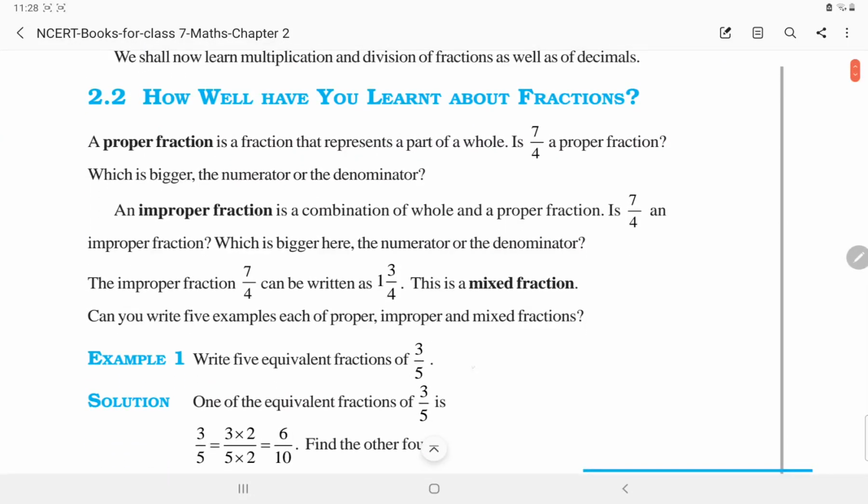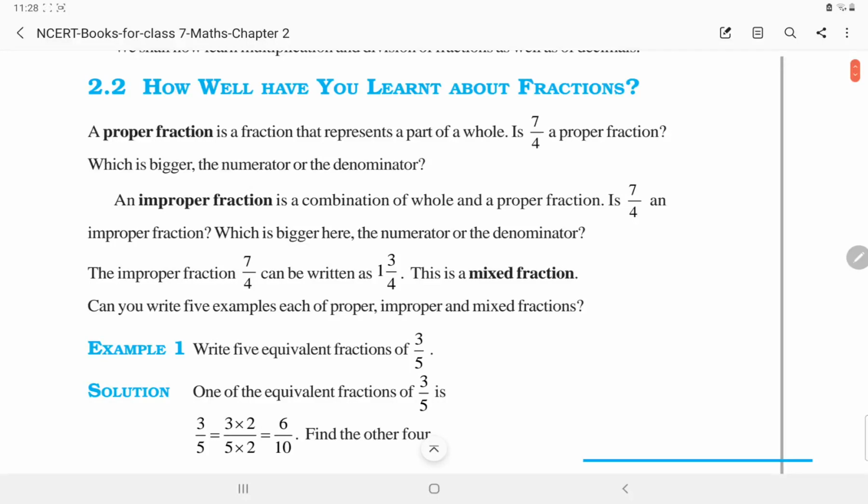So, a proper fraction is a fraction that represents a part of a whole. Is 7 by 4 a proper fraction? Which is bigger, the numerator or the denominator? A proper fraction represents a part of a whole, and the denominator is supposed to be bigger than the numerator in a proper fraction. So is 7 by 4 a proper fraction? It isn't. So let's put a little X there.